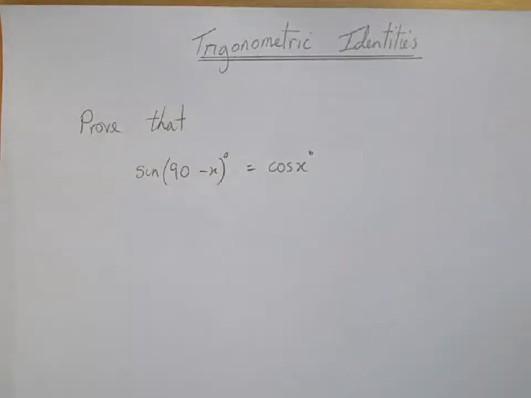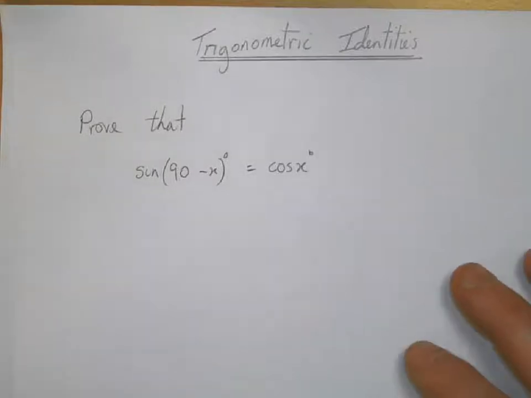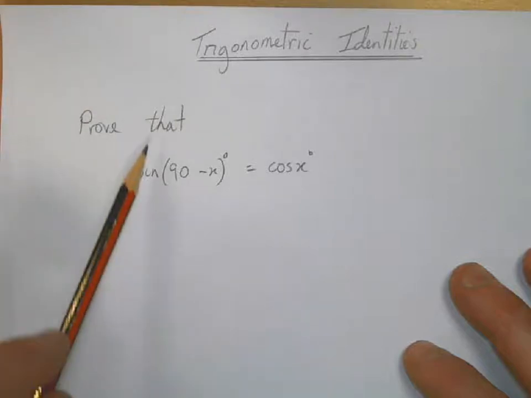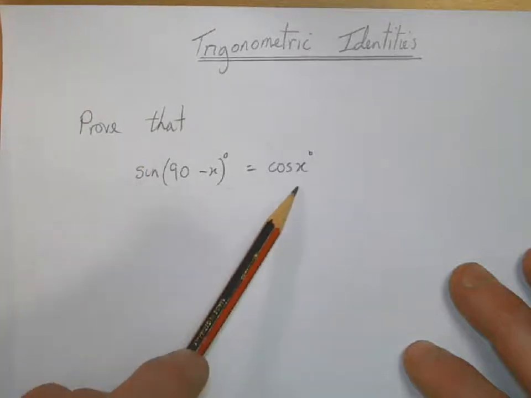In this tutorial, we're going to use trig. I'm going to show you how to do trig identities using the addition formula. In this example here, I'm going to prove that this here is exactly the same as just cos x.